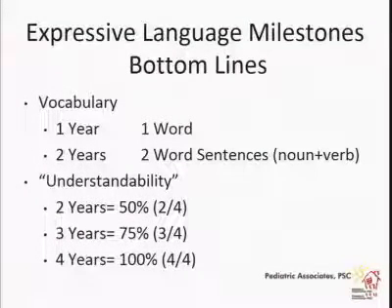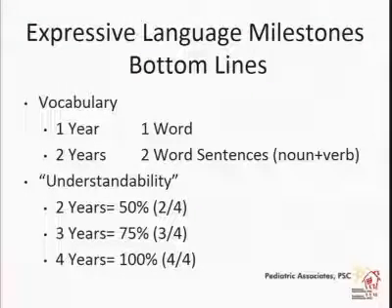Other things, vocabulary. So a 1-year-old should have, again, 1 word. 2-year-olds should have 2-word sentences. How understandable should a child be if you make the number, the year 4, your denominator, and their age in years, your numerator? A 2-year-old should be 50%, a 3-year-old 75%, and a 4-year-old 100% understandable.